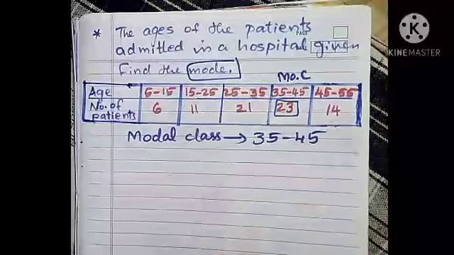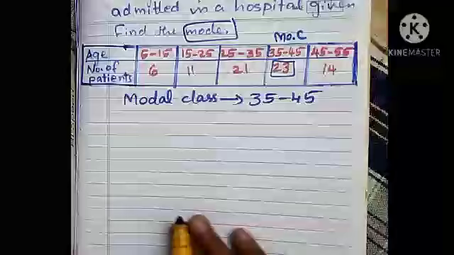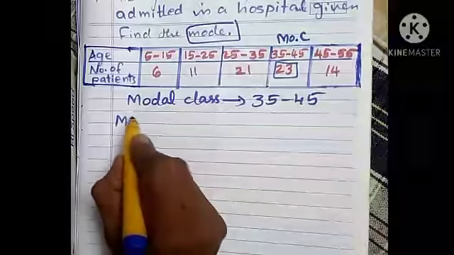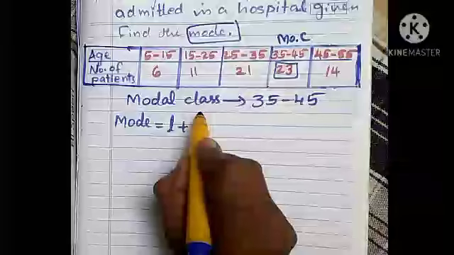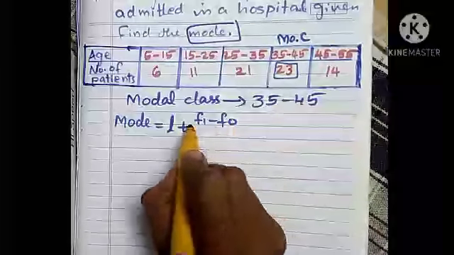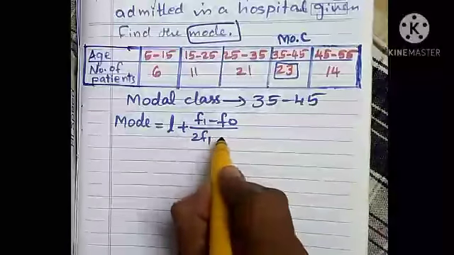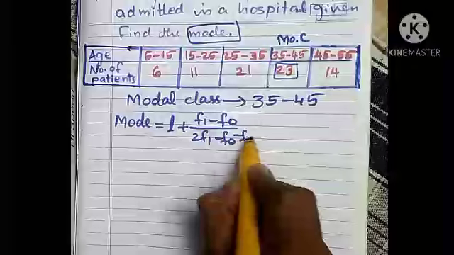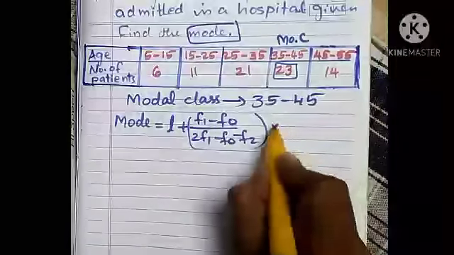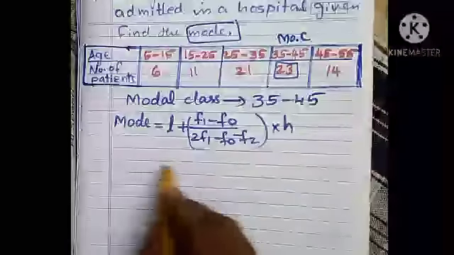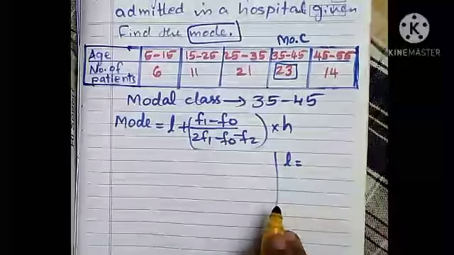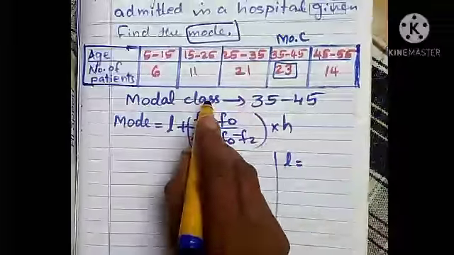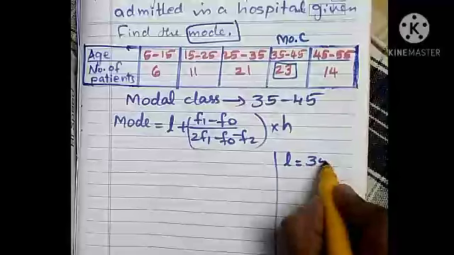Okay, understand? Now we can write the formula. For finding the mode, which formula can we use? We need to learn the formula by heart: L plus (F1 minus F0) by (2F1 minus F0 minus F2) into H. Now we can write the values. Here L equal to, what is L equal to? The lower limit of the model class, which is 35.